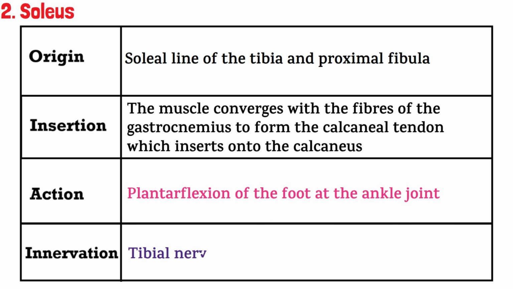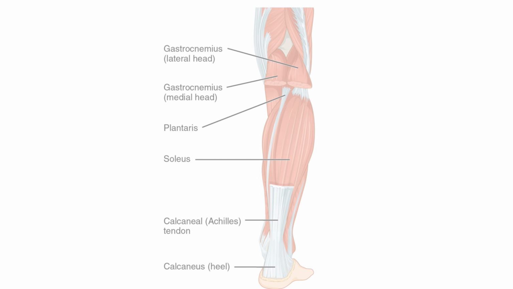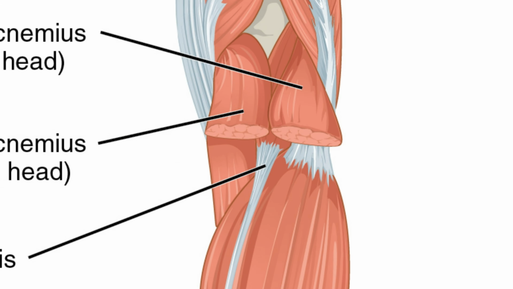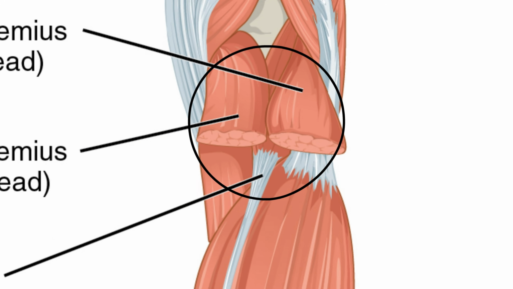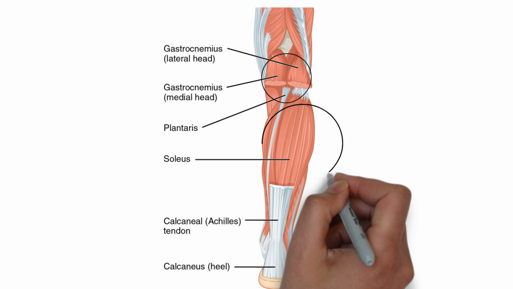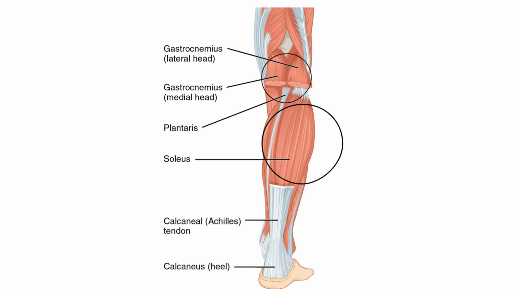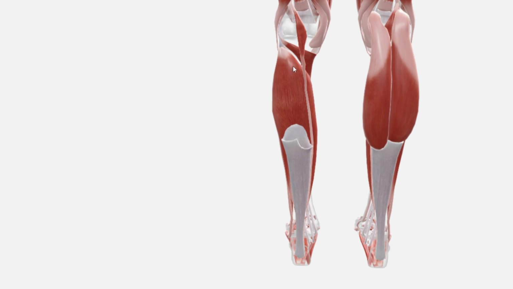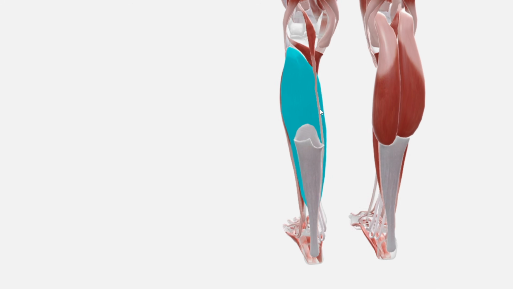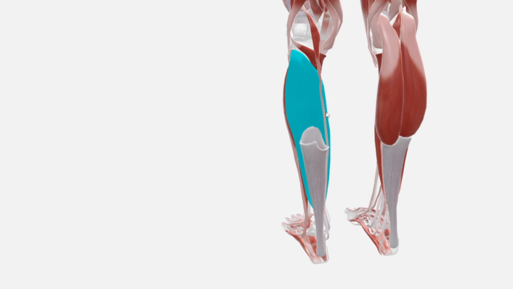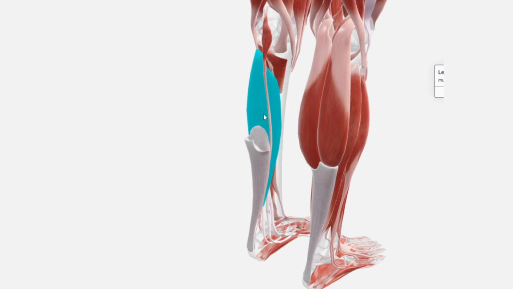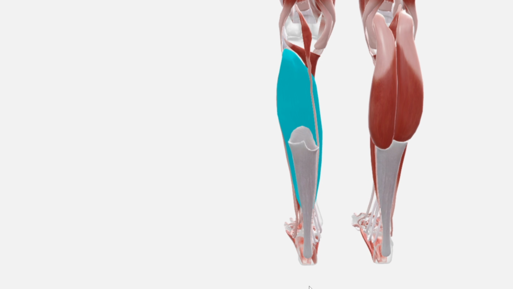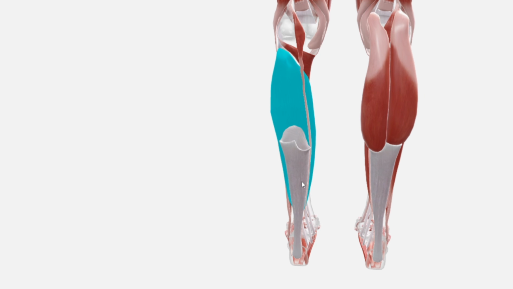Let's have a look at the 2D image first to understand it better. These are the heads of the gastrocnemius muscle, which have been removed. This long muscle below the gastrocnemius is the soleus. And here it helps in the formation of the calcaneal tendon. Now let's look at the 3D model. After we remove the gastrocnemius muscle, this muscle highlighted in the blue is the soleus. And this is the calcaneal tendon, which is formed by the gastrocnemius and the soleus muscle.